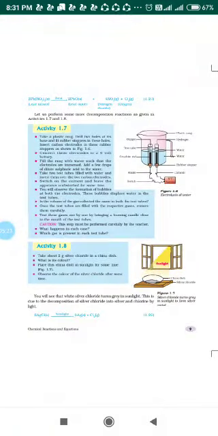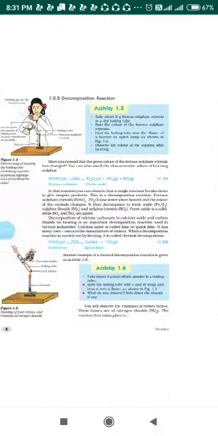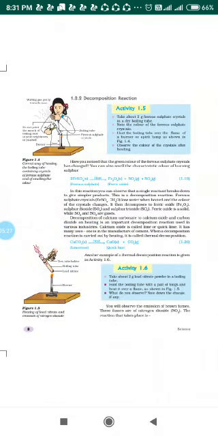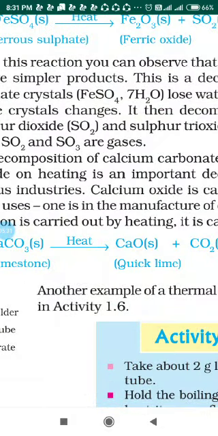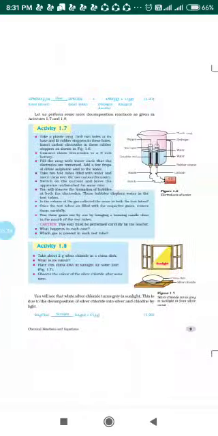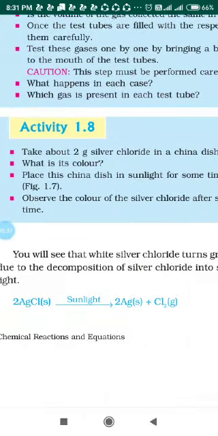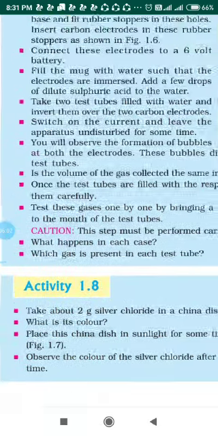Decomposition reactions are of three types. Thermal decomposition, which takes place by heating. Photo decomposition, which takes place with the help of sunlight. For example, when silver chloride is exposed to sunlight, we get silver metal and chlorine gas. Here decomposition of silver chloride is carried out with the help of sunlight.